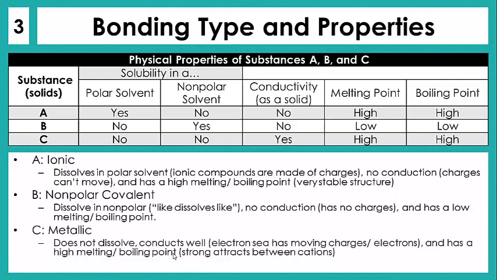Substance C is metallic because it doesn't dissolve in either polar or nonpolar solvent, and it is an excellent conductor. That's due to the electron sea, which is already made up of moving electrons, moving charges, which can carry a current. And metals have very high melting and boiling points due to that very strong attraction between the cations and the electron sea.